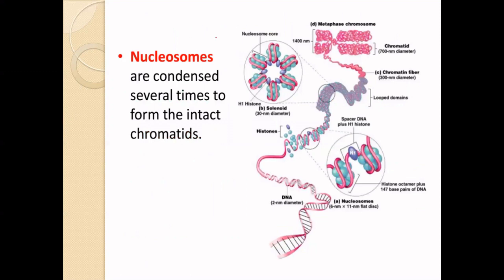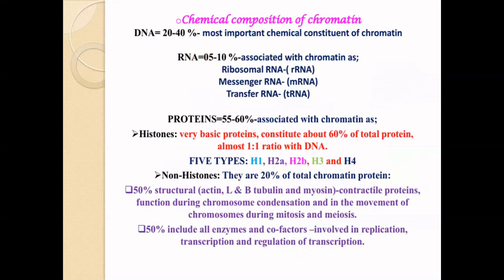So now we need to know what the nucleosome structure is. Nucleosomes are condensed several times to form the intact chromatids. The nucleosome structure starts with the DNA and its binding with the histone protein. Histone proteins are made up of five different proteins: H1, H2A, H2B, H3, and H4. Among these, H2A, H2B, H3, and H4 form a structure that helps in the packaging of the DNA.